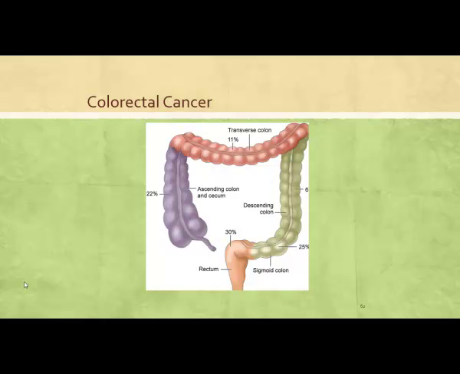Typically, the etiology is age greater than 50 years old. A lot of times there's a genetic predisposition. We can have a personal or family history of cancer, or family tendencies of the adenomas or polyps in the colon. It is the third most common cause of cancer death in the United States.